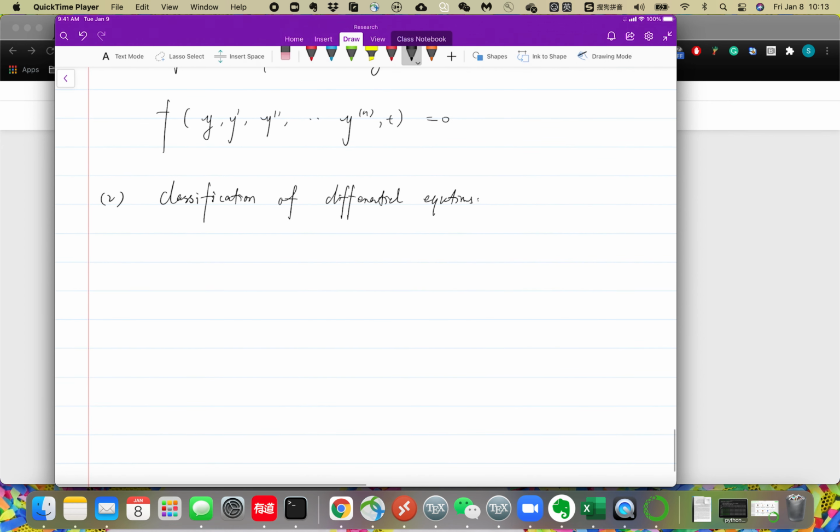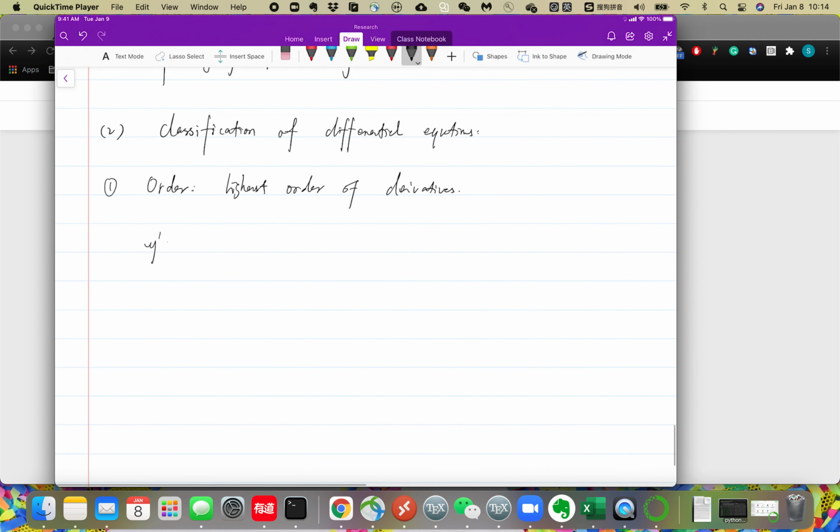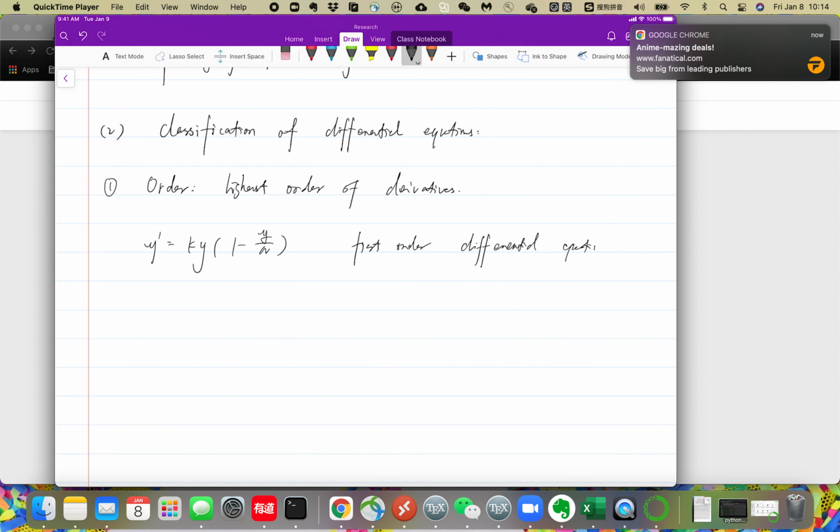Again, very briefly, the first important feature about a differential equation is going to be the order, and that equals the highest order of derivative. For example, y prime equals ky(1 minus y over N), like we said, logistic. This is a first order differential equation. When I say first order, I basically look at the derivatives and see, hey, only the first derivative is involved.